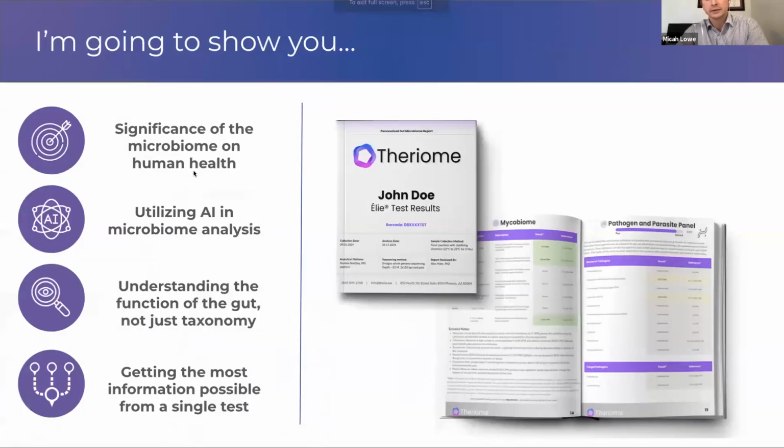This is a microbiome test that Dr. Mohr, who's on the call with me today, has been developing for quite some time now. And a lot of work, a lot of elbow grease has gone into this to make a really, really good microbiome test. What can you expect from today?